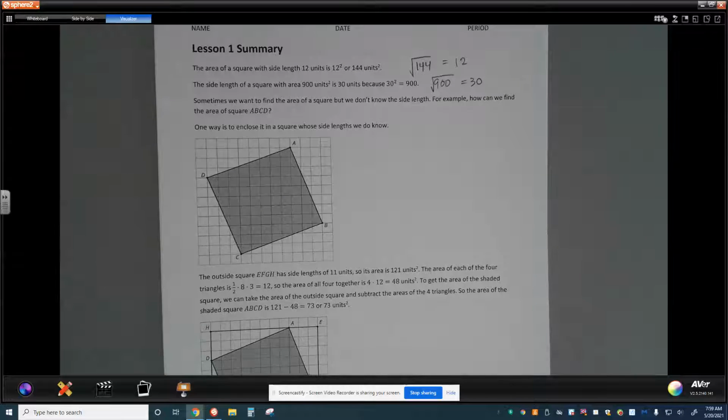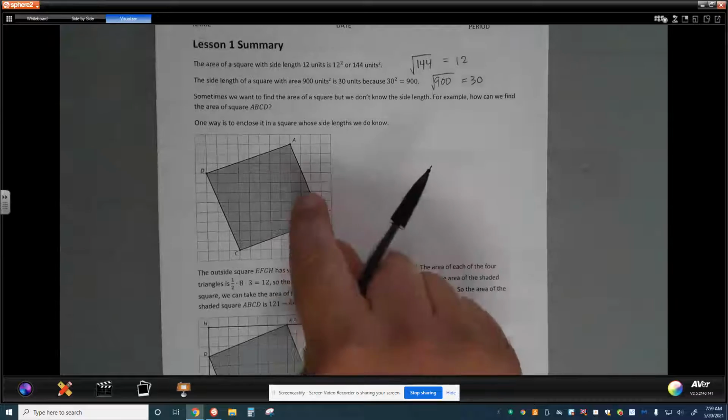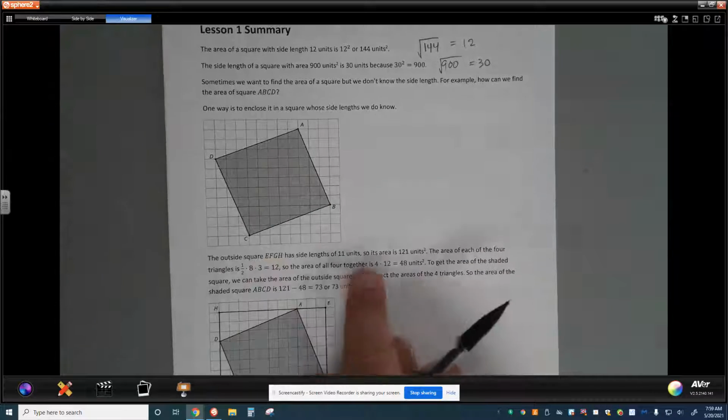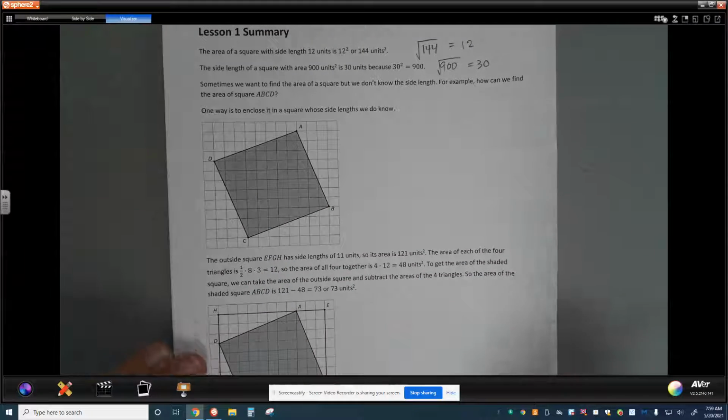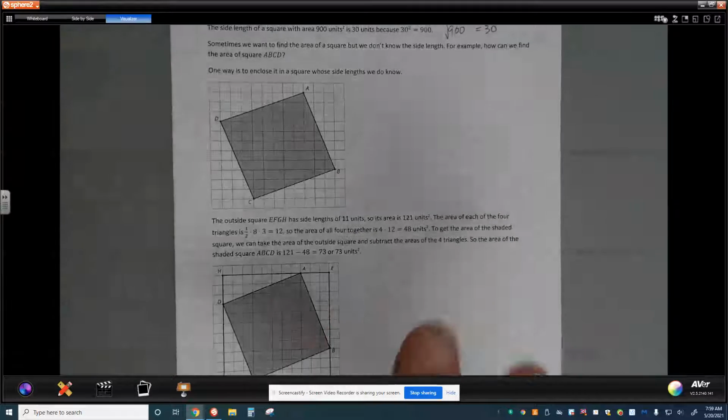Sometimes we want to find the area of the square, but we don't know the side lengths. For example, we can find it right here. We would talk about that same piece down here in the bottom of using the square roots to be able to find those values. So take a look through it, read it carefully.